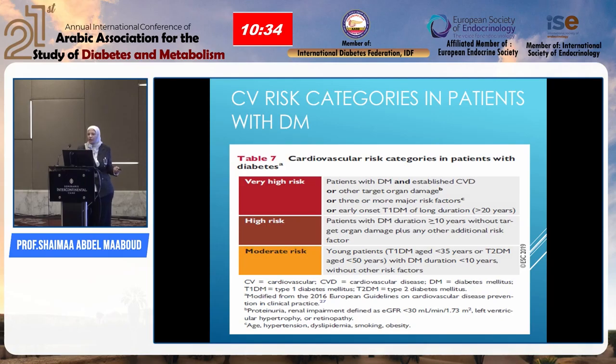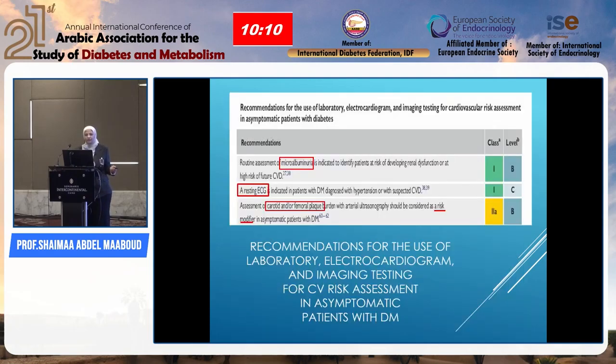High risk patients have diabetes mellitus for more than 10 years without organ damage plus any additional risk factor. As for moderate risk, it is a patient with type 1 diabetes mellitus less than 30 years, aged less than 50 years, or with diabetes mellitus less than 10 years without any risk factor.